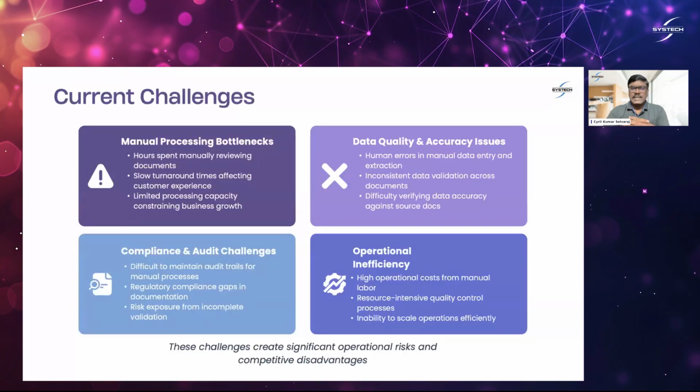So let's discuss the current challenges. In the banking industry, trust is a currency. When we lose trust, we are losing the currency. So how can you have trust in a manual process that lacks clear audit trails and is prone to inconsistent validations?